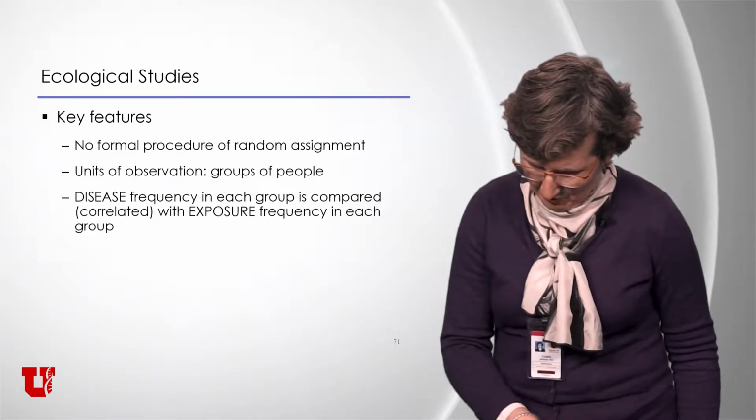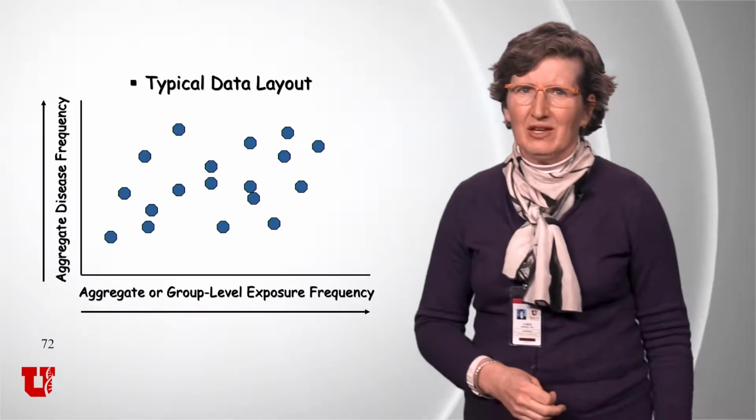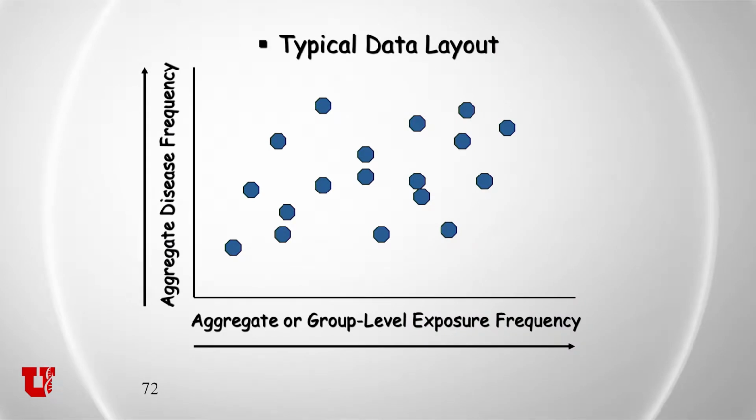So some examples might help with this. First, just a theoretical data layout. In this case, the vertical axis is the aggregate disease frequency. So if each of those dots is, say, a state in the United States, how frequent is your disease of interest in that state? And then going across the horizontal axis is the aggregate or group level exposure frequency. So how frequent is your hypothesized cause in each of those community level measurements, and how frequent is the disease outcome? And if we're seeing a correlation in that graphic, people love to leap to the conclusion that there must be a cause and effect relationship, right?